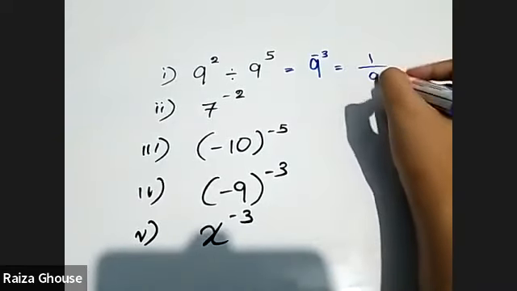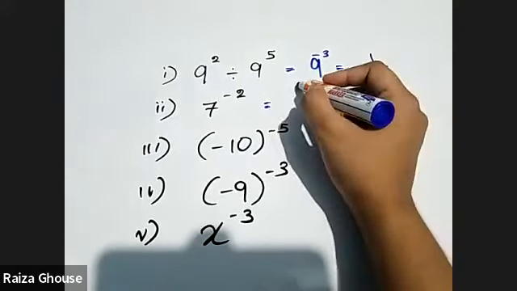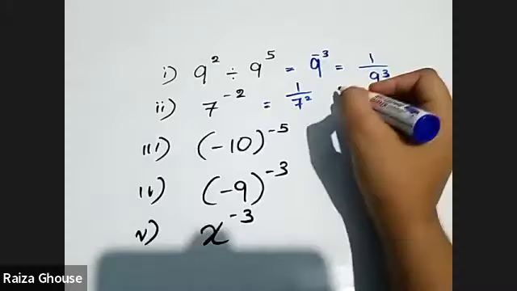9 to the power 9. Yeah, 1 upon. Very good. That is 1 upon 9 to the power 3. Second one answer, Sahdia, what is it? 1 over 7 to the power 2. Yeah, 1 over 7 to the power 2.